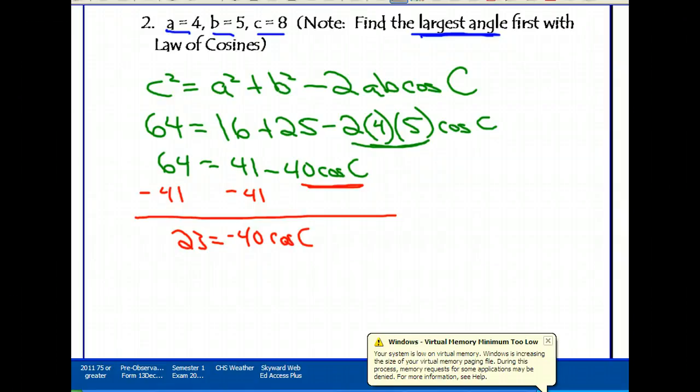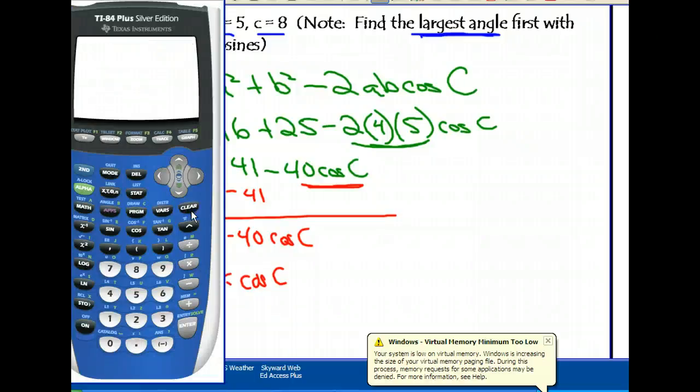That negative might bother you, but let's just live with it. Divide by negative 40. I get negative 23 over 40 is a cosine of C. And if I think about a smart trig class, that negative doesn't bother me for a cosine. It just means I'll have an answer in the second quadrant. The sine is positive in the second quadrant, but the cosine will be negative. Okay, let's find angle C.